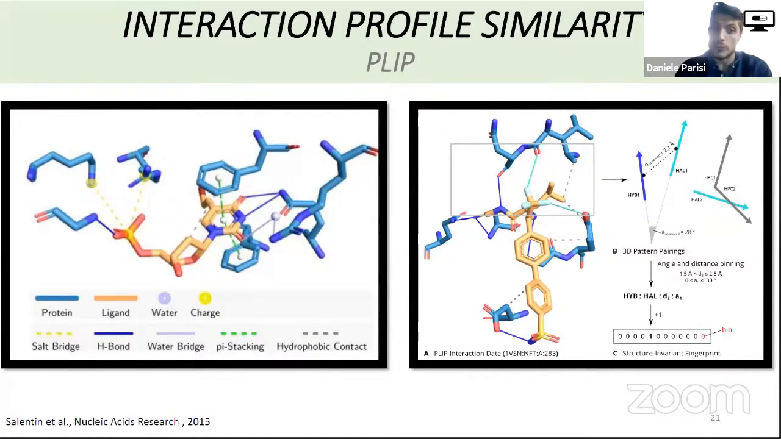Each bond is translated into a physicochemical category. It can be an H bond, a salt bridge, a water bridge, and so on. The length of the bond and the angles between the different bonds are also important and are described, and that is going to give, at the end, an overall picture of how the drug and the target are behaving in order to interact.